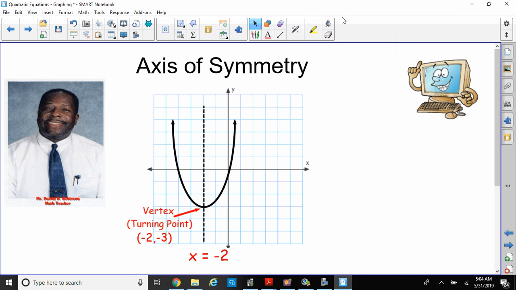This is Dr. Robinson again, and we're going to continue our studies. This time we are talking about the axis of symmetry. So we have a nice picture here, and I see the vertex, the turning point, down there, and x equal -2, and a little computer movie that we'll be showing in class. So let's get started.